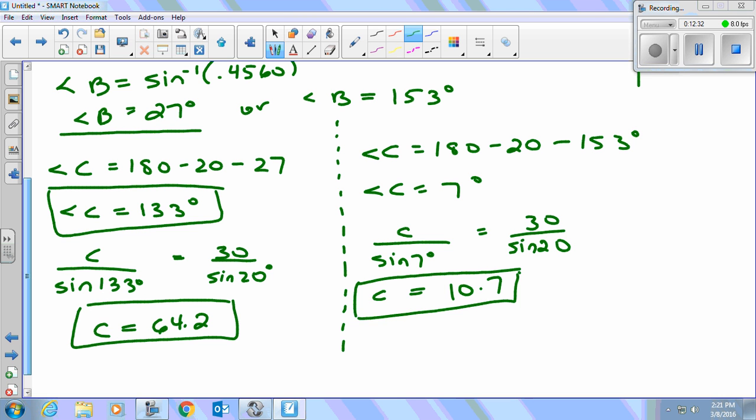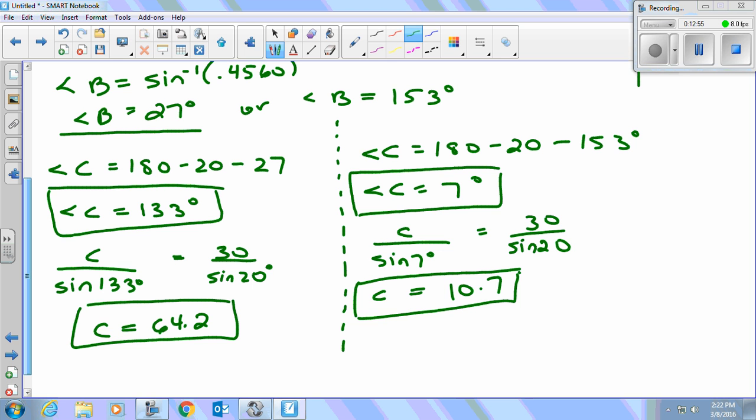So in this case, because angle C made sense, the three angles add up to 180 degrees with this second value for angle C. We get a second possible value for side C as well. So there are two triangles that have the criteria that we were given.